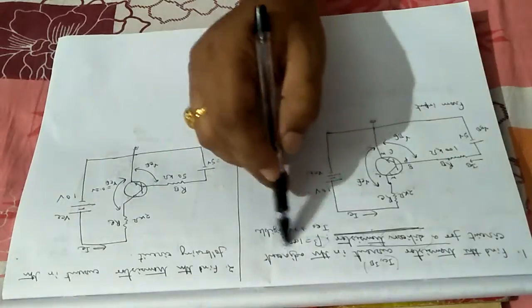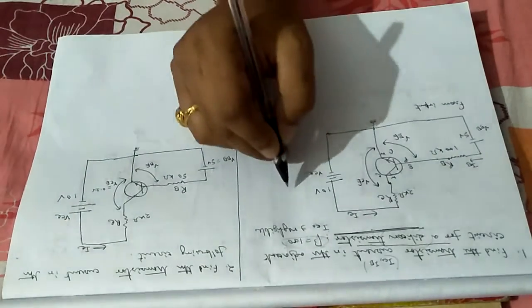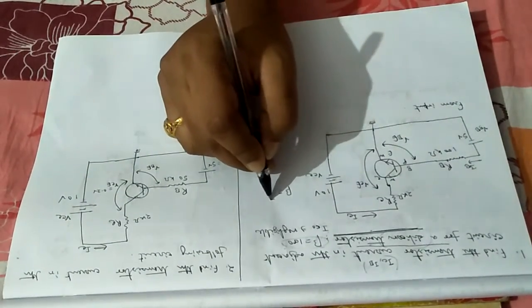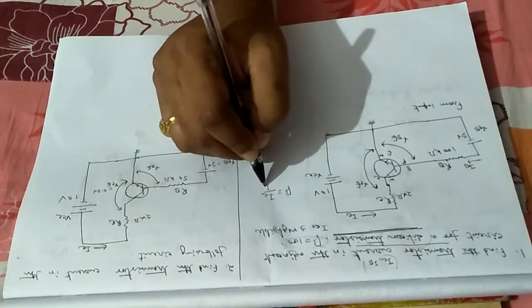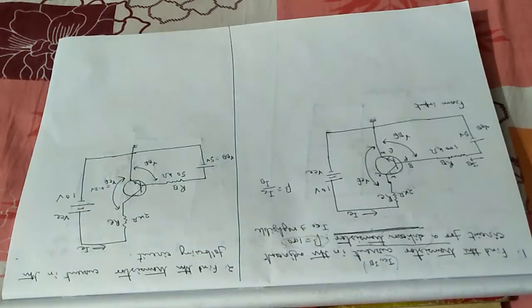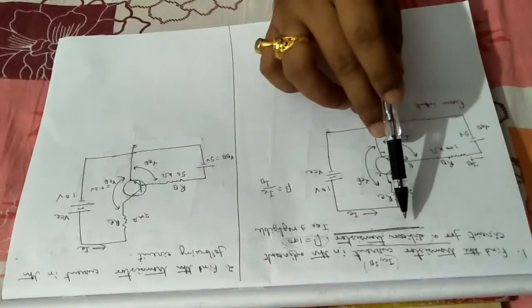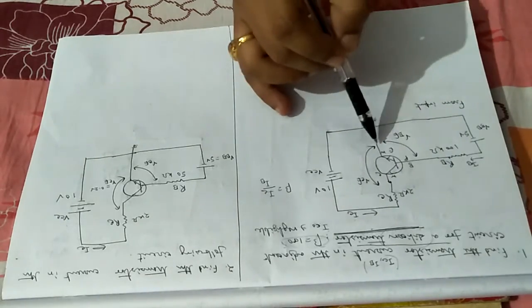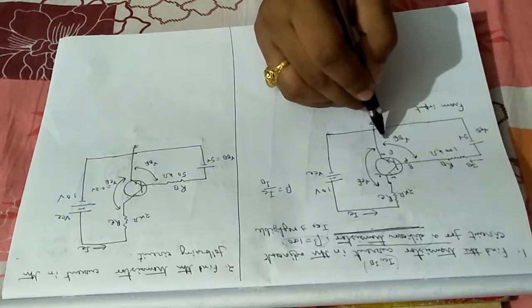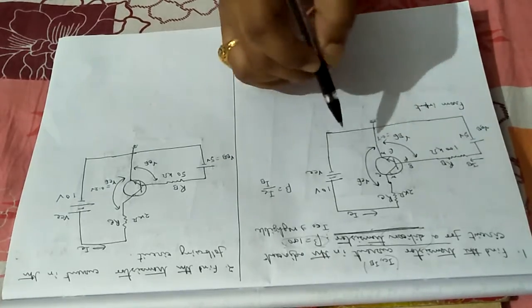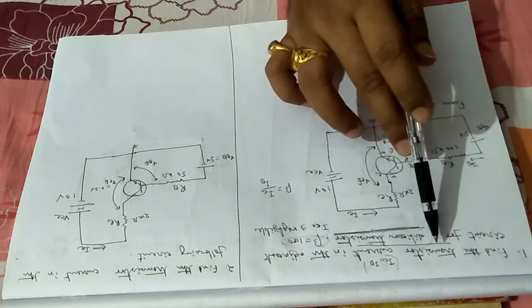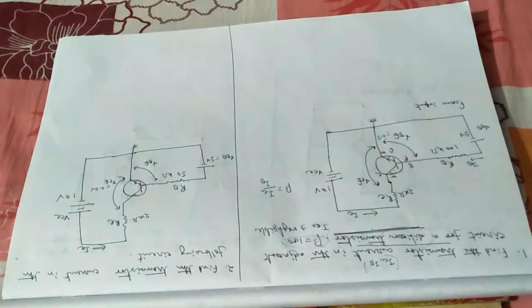And beta is given. Beta is the ratio of IC and IB. The ratio between IC and IB is given, and for a silicon transistor, it is told that the value of VBE will be equal to 0.7. This value would be 0.7, and you have to calculate or find out the transistor currents now.